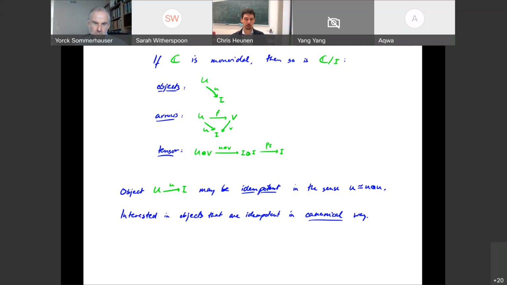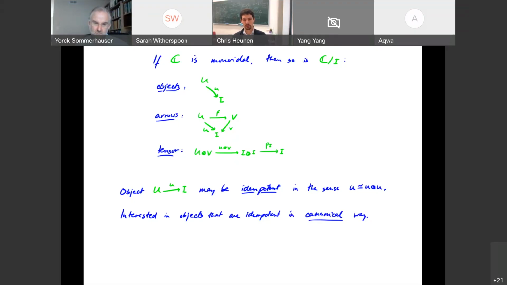But the claim is it's also monoidal, because if the old category was monoidal, then so was the new category. How do I do that? Well, if you give me two objects in the new category, so a little u going from a big U to I and a little v going from a big V to I, I have to make a new object, so a new map into the tensor unit. What do I do? I take the tensor product of the two old objects. I take the tensor product of the two old morphisms. That lands me in I tensor I, and with the right unitor, I can change that into one copy of I. So now I've built a map from something into I. And you can do the same for morphisms, and that gives a well-defined monoidal category.